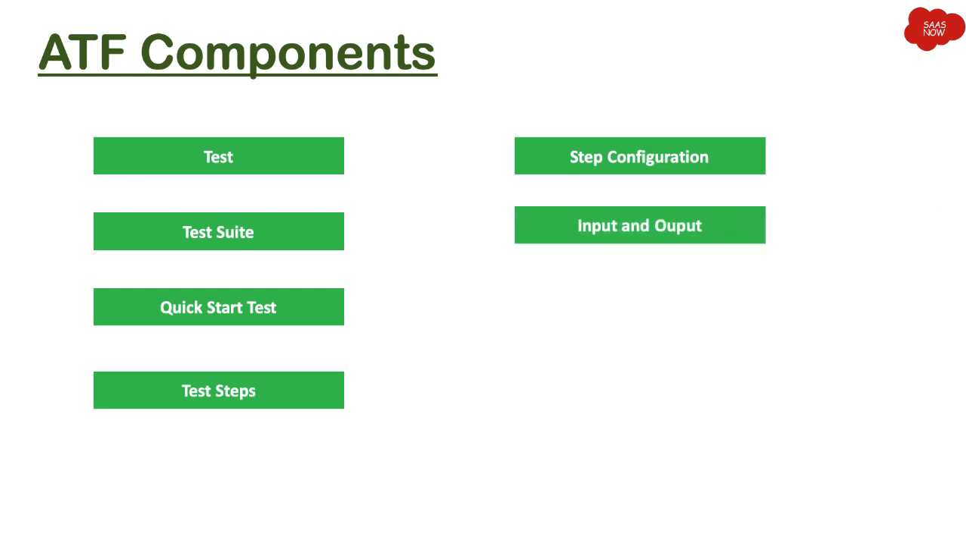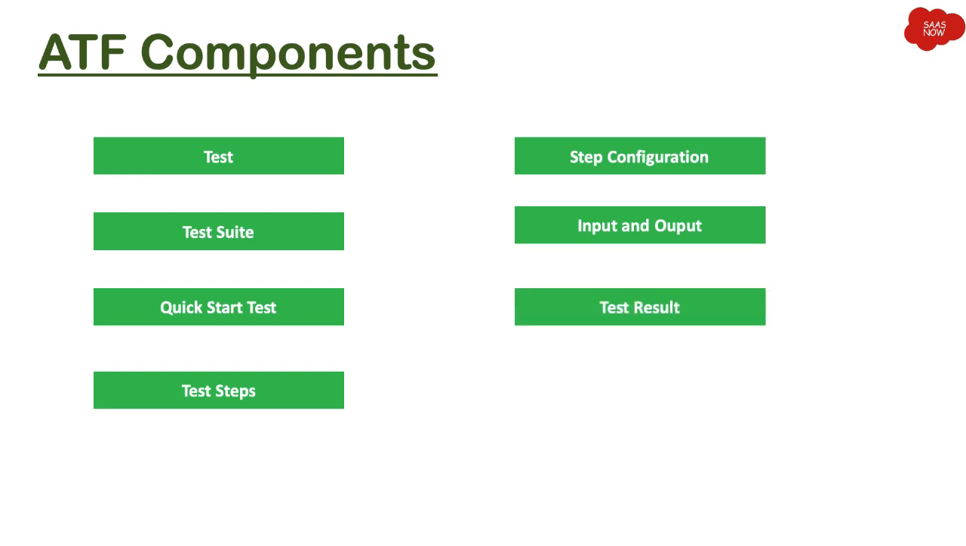Input and output. Now these are step variables. That's another component. A step variable basically stores the specific input and output values. So what kind of input you want from the user who is creating the test, and what kind of output you're looking for. That is something the variables handle, and those step variables are input and output.